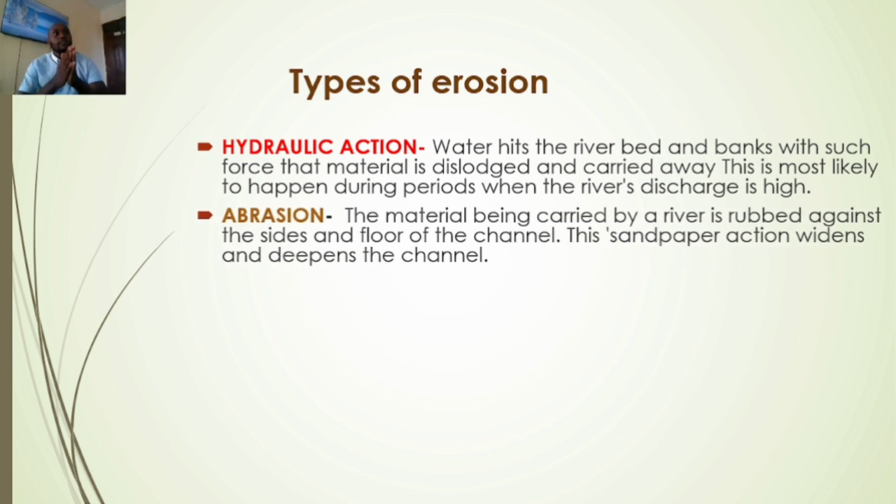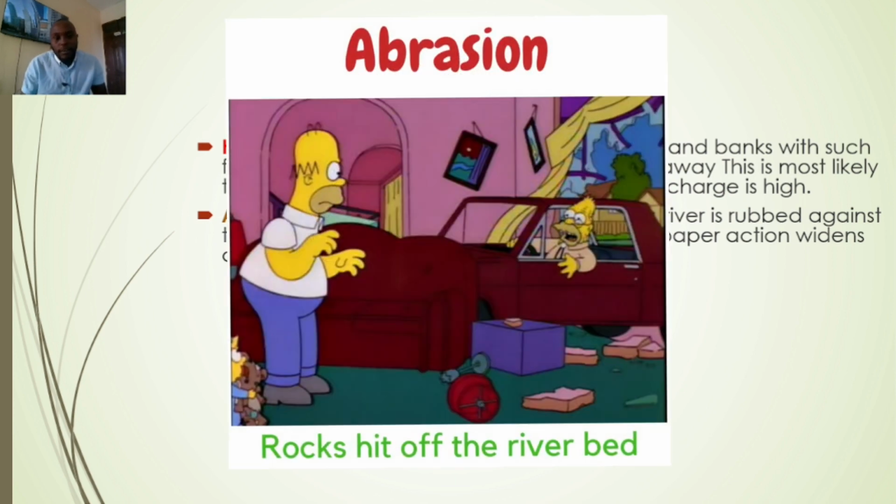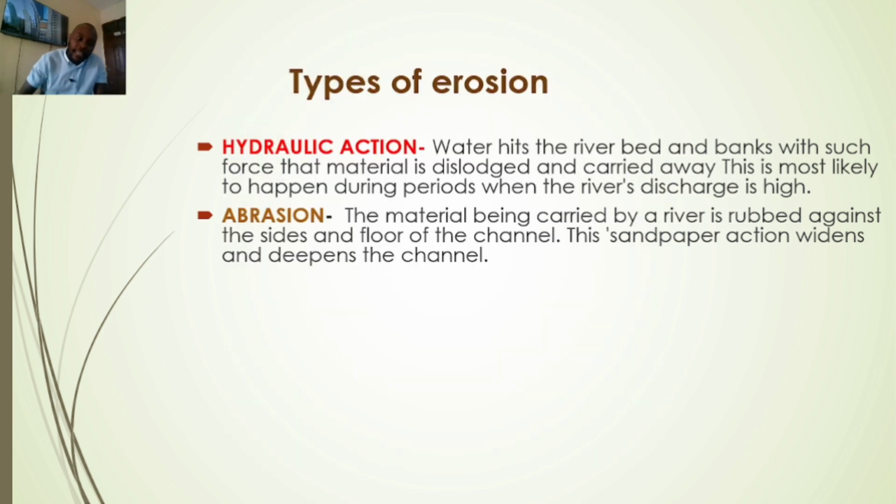Then the second, we have abrasion. When you talk about abrasion, think of the materials carried by the river, maybe rough, rubbing against the sides of the river or even the bed. Remember, the bed is the lower part of the river. The materials carried by the river rub against the banks or against the bed of that river. Understood? It is the action of sandpaper. That is why the material being carried by a river rubbing against the sides and floor of the channel, this sandpaper action, widens and deepens the channels.